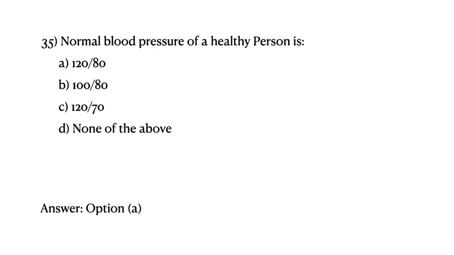Question number 35. Normal blood pressure of a healthy person is option A 120 by 80, option B 100 by 80, option C 120 by 70, option D none of the above. Now children, you all know what the normal pressure of a healthy person is. Yes, it is 120 by 80. Therefore option A is the correct answer.